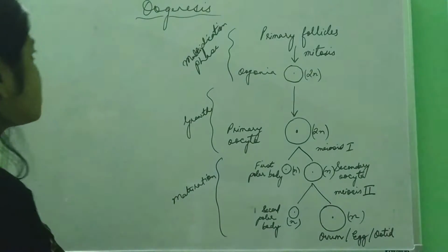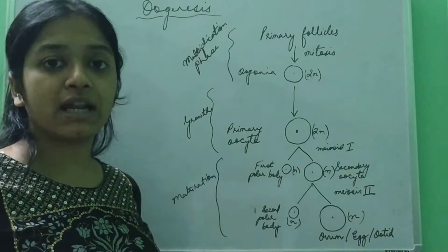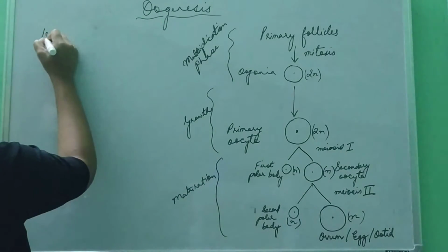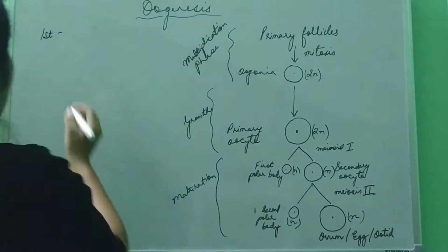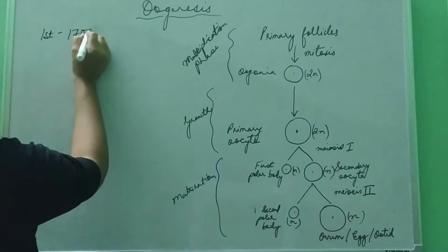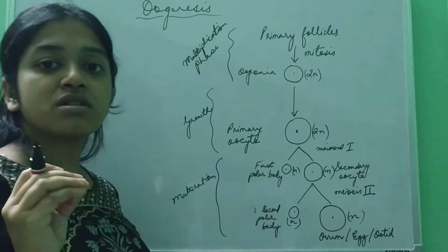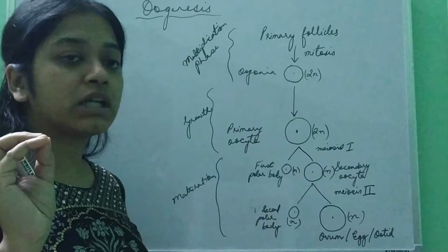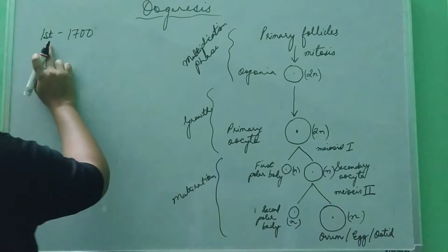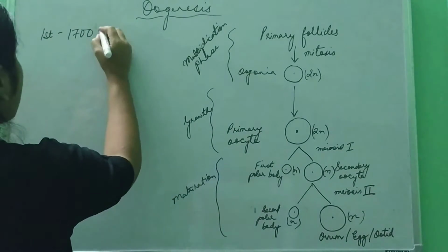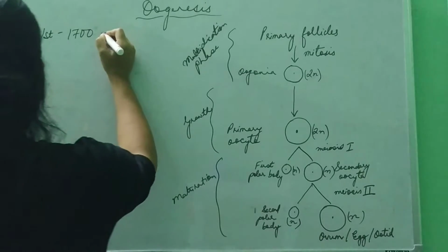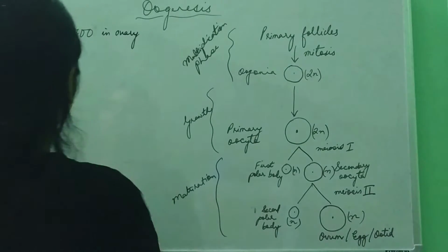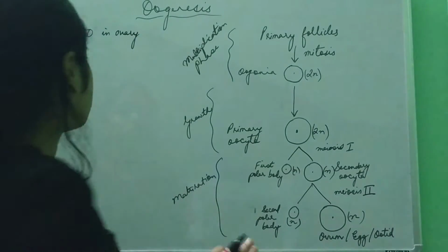So what happens is, we know what the gestation period is. As the female fetus is growing inside the mother's womb, during the first month of gestation, about 1700, we have already seen those follicular structures around the ovary. Those are the primary follicles. So in the first month of gestation, about 1700 primary follicles are formed in the ovary.